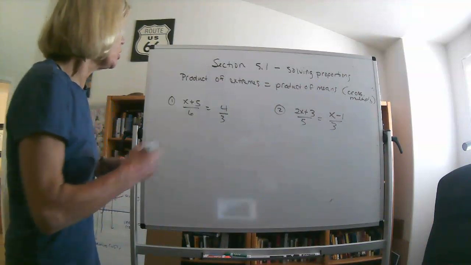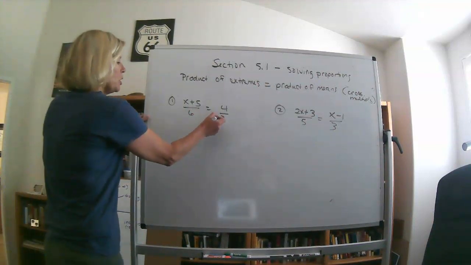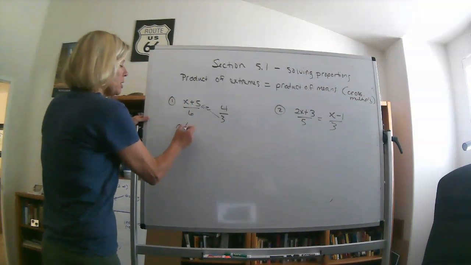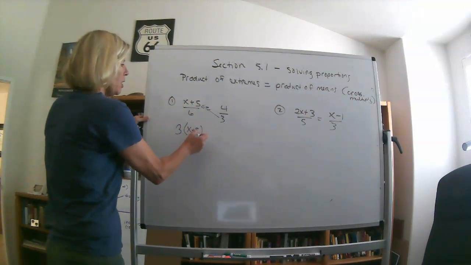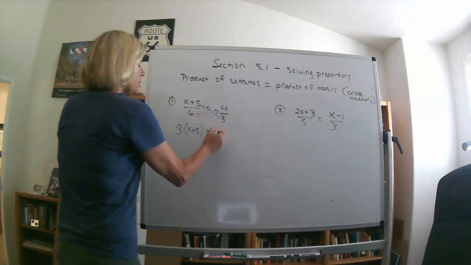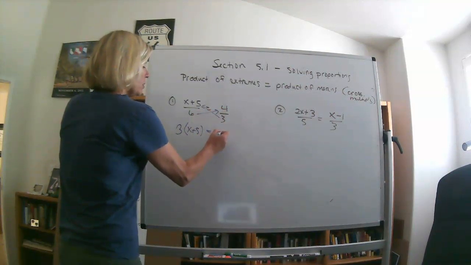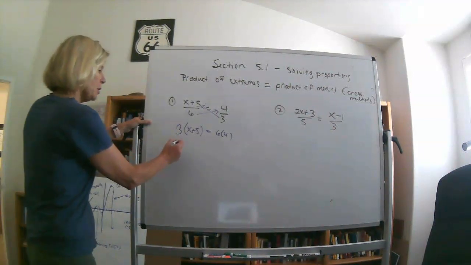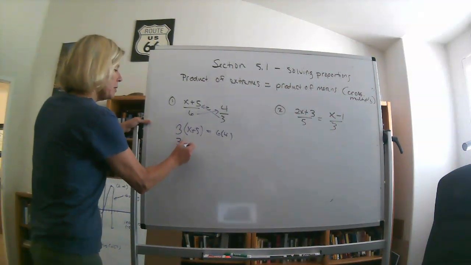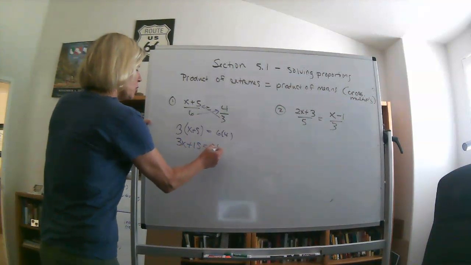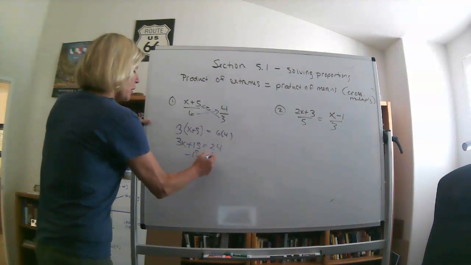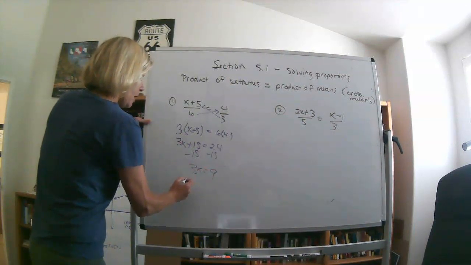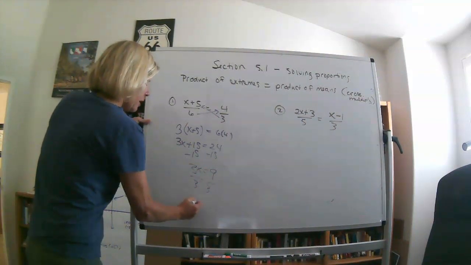So how am I going to use this? I'm going to multiply 3 times the quantity x plus 5 and 6 times 4. Do not forget to distribute. So I have 3x plus 15 equals 24. I subtract the 15 and x equals 3.